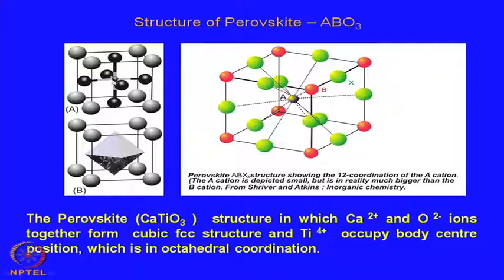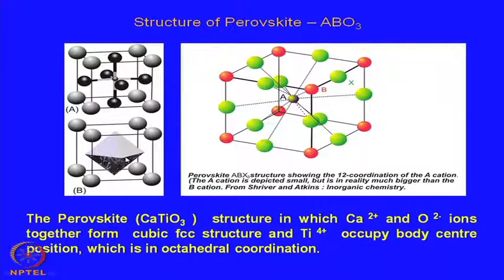So, this is your titanium. Titanium sits at the body center of the cube, and these are oxygen. The oxygen are at the face centers of the cube, and the corners are occupied by calcium. So, calcium goes to the corner, oxygen goes to the face center, and titanium goes to the body center of the cube, and that is how titanium has 6-fold coordination.